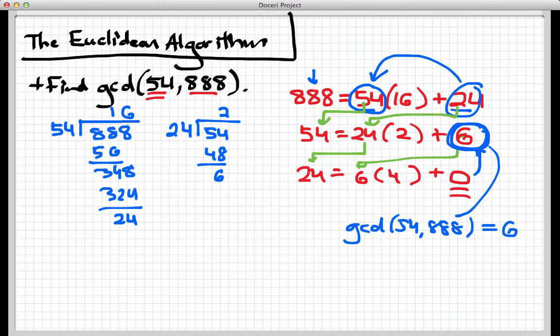We're not going to explain the mathematical proof behind this. It might look like magic, but it does actually work for very simple reasons. And you can verify that 6 is a divisor of both of these numbers, and you can check by exhaustion that it's actually the greatest common divisor. So let's look at another example of the Euclidean algorithm.